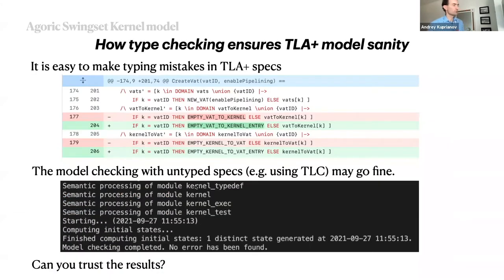Then what we have found also very useful is the type checking feature of the Apalache model checker, which was introduced recently. What you see here is a particular commit where I accidentally mistyped the operator name that I wanted to use. So instead of using this one, I should have used this one. What may happen if you have an ill-typed spec is that your model checking can just go fine if you use untyped specifications. What happens in the case with TLC, for example? The question is, can you trust the result of checking such a specification?